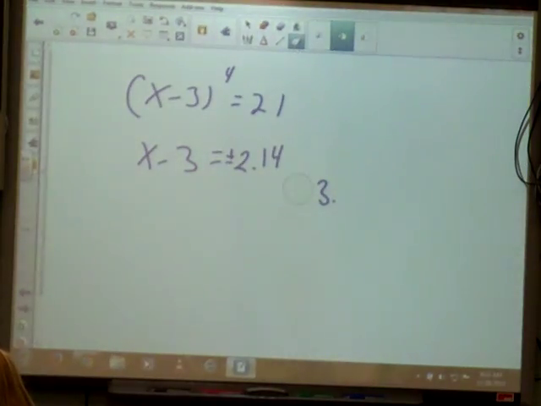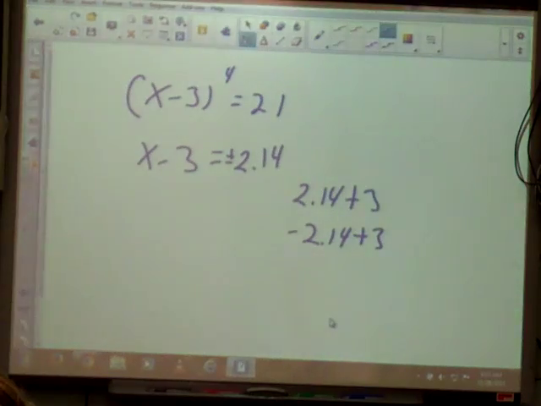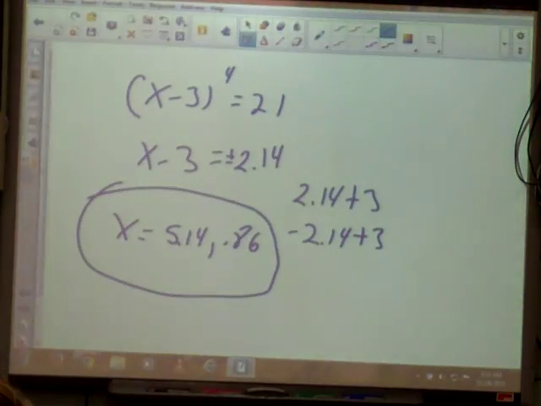Oh, slow down there, silly. I got to add the 3 to 2.14 and to negative 2.14. So that first one's an easy one. I can do that, 5.14. What's the second one? 0.8. 0.6? Oh. I didn't know you were just adding on my 0.8 answer. Well, there you go. Because it was a plus or minus, we had to add the 3 to the positive 2.14 and the negative 2.14.